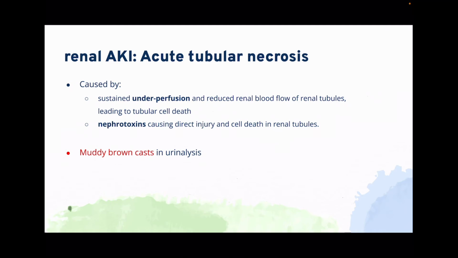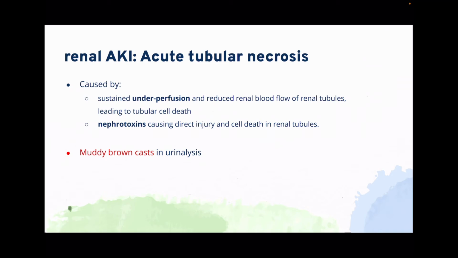طيب, نبدأ بأول مسبب من مسببات renal acute kidney injury اللي هو acute tubular necrosis. It is caused by sustained underperfusion and reduced renal blood flow of renal tubules, leading to tubular cell death. It may also be caused by nephrotoxins, causing direct injury and cell death in renal tubules.